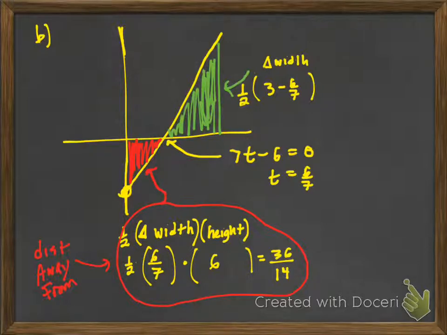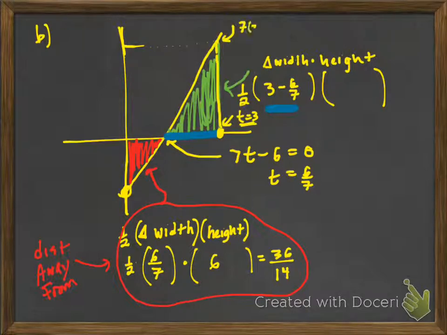The top triangle, same thing. You're going to do half of its base. Its base is 3 minus 6/7. Not a pretty number, but it's just subtracting those two known values. And then the height of it we have to find, which is a little trickier. If you know that your endpoint is 3 on the right-hand side, you just put that 3 into the velocity function and you get 15 as the height. So the height of this one is 15.